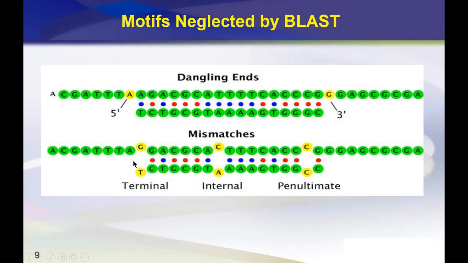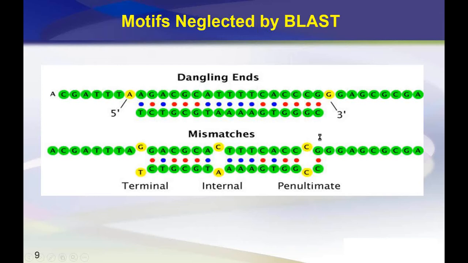In addition, mismatches are not only different from each other, but they depend on where they are in the sequence. So a mismatch in the middle of the sequence is not the same as a mismatch at the very end of a sequence, or near the end, at the penultimate position. All of those effects are taken into account by ThermoBLAST, as we'll see later.